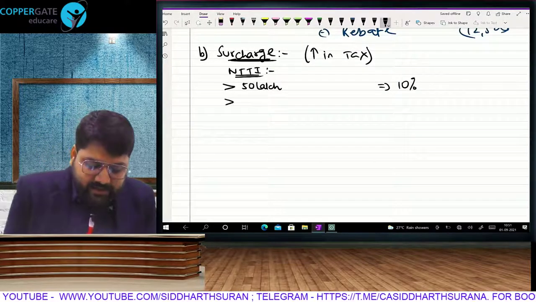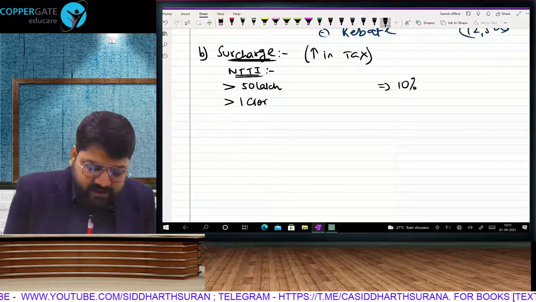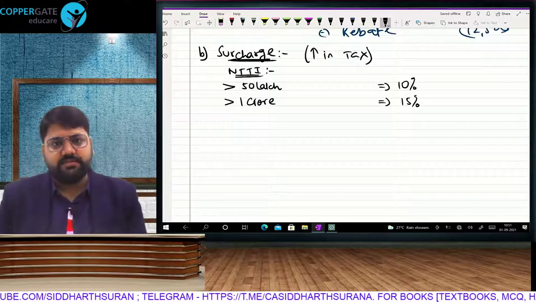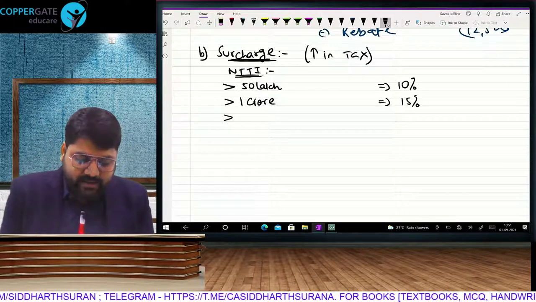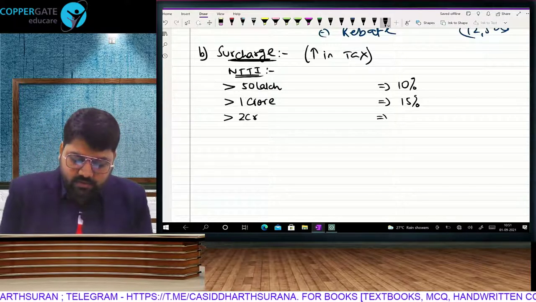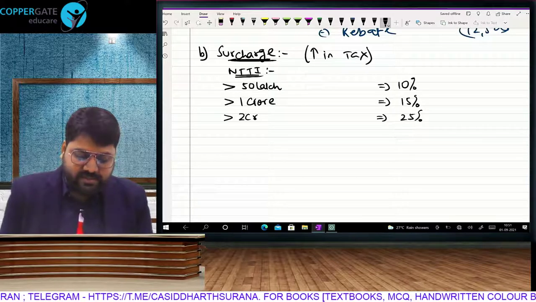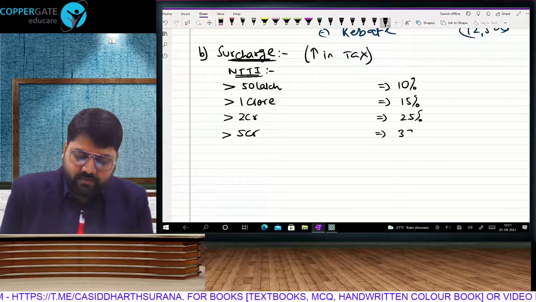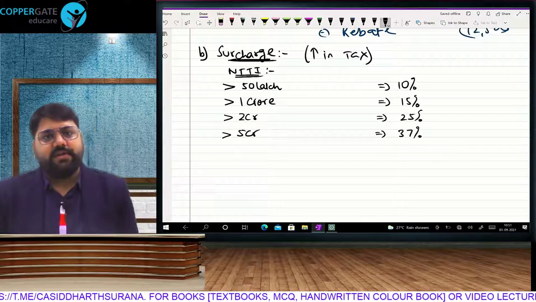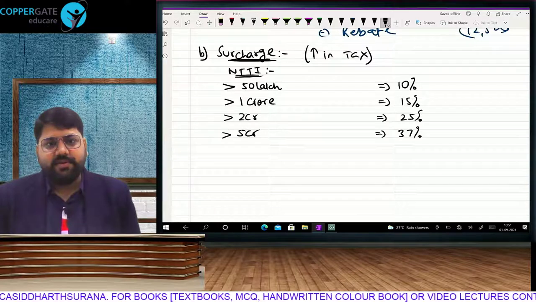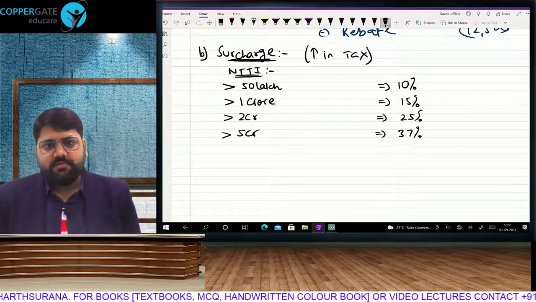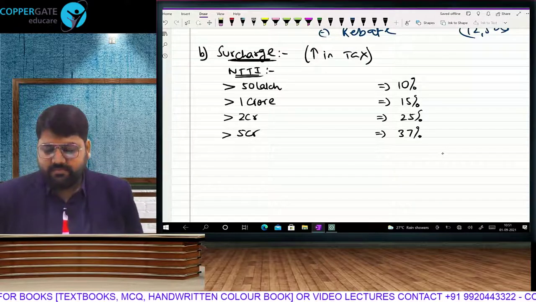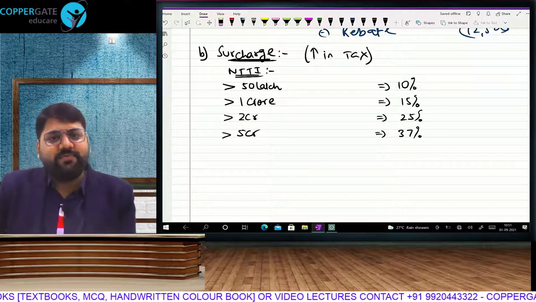If your NTTI then later exceeds rupees 1 crore, there will be 15% surcharge. If your NTTI exceeds 2 crore, 25% surcharge. And if your NTTI exceeds 5 crore, 37% surcharge will be applicable. I call this the Mukesh Bhai surcharge. One of the few people who will fall in this surcharge.